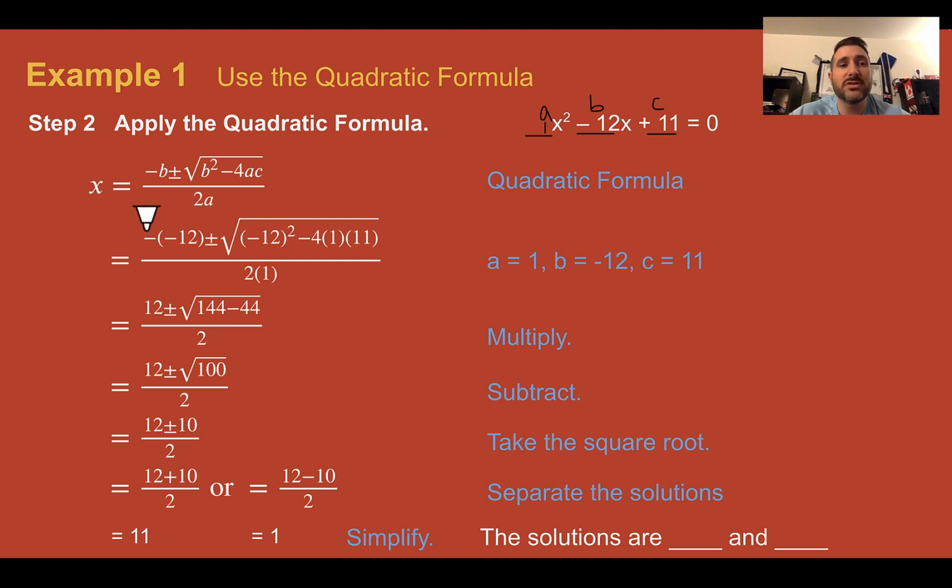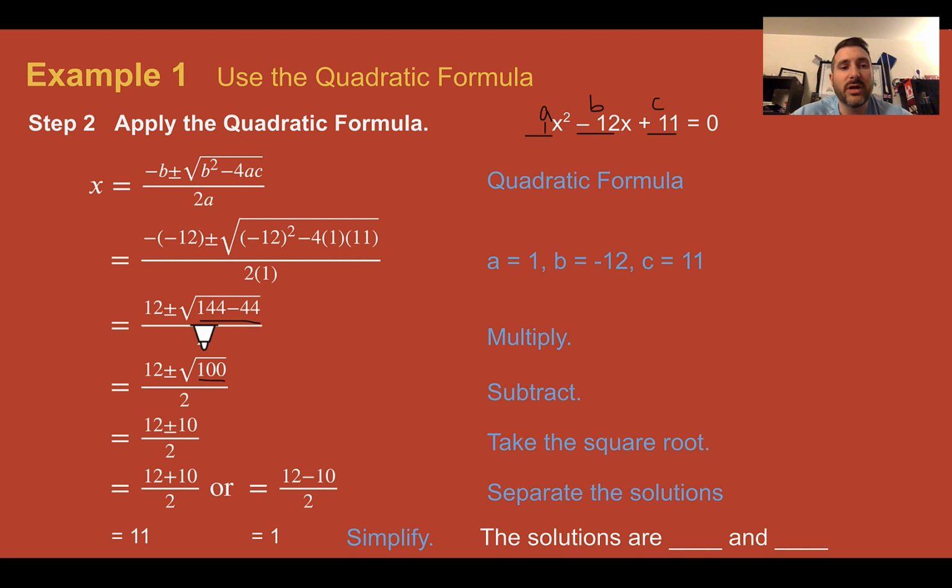Then we're going to simplify it out. So negative 12 becomes positive 12. Negative 12 squared is 144. Minus 4 times 1 times 11, so minus 44. And then 2 times 1 is just 2. We're going to continue simplifying. Now inside the square root is the next part we would need to simplify further. 144 minus 44 is 100.